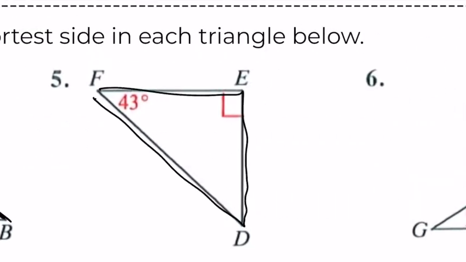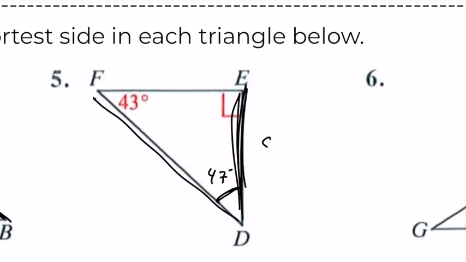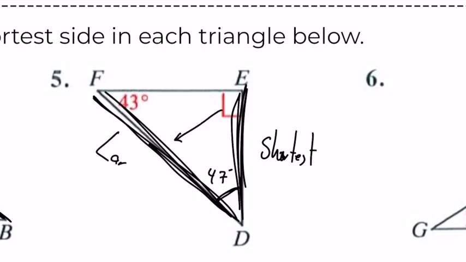Here I have a right triangle, and in a right triangle, it is not very clear which one is my shortest angle, right? I need to calculate it. This is 47, no? Because if you do 180 minus 90 minus 43, that gives me 47. So my shortest side is the E. This is the shortest, and the largest is the one that's opposite to the hypotenuse. This one is the largest.